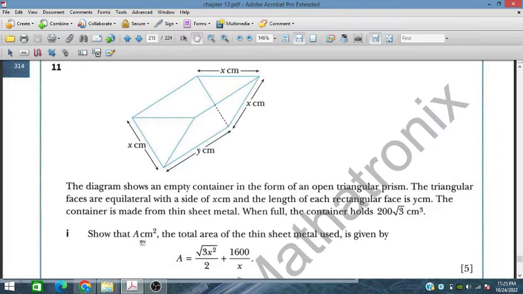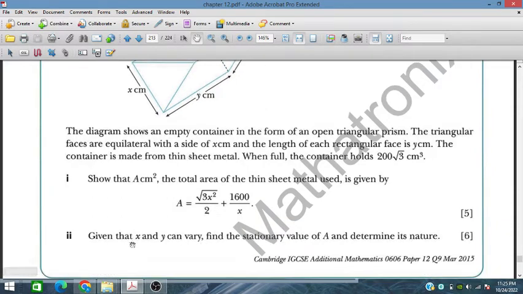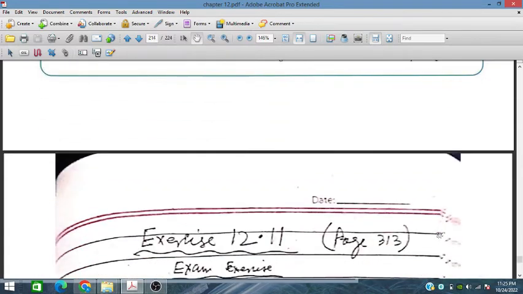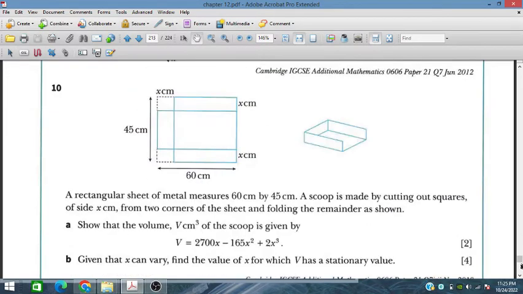Show that, in square centimeters, the total area of the thin sheet metal used is given by this. So we have to show the surface area, the total area of the thin sheet metal. Secondly, given that x and y can vary, find the stationary value of A and determine its nature. So this is the part of the problem that we are going to solve.